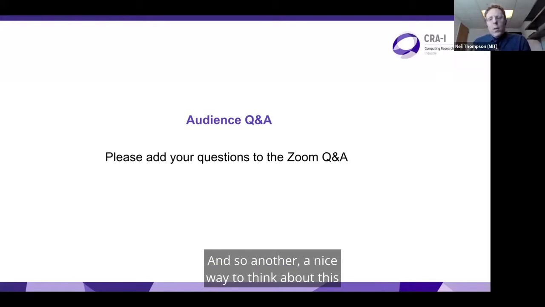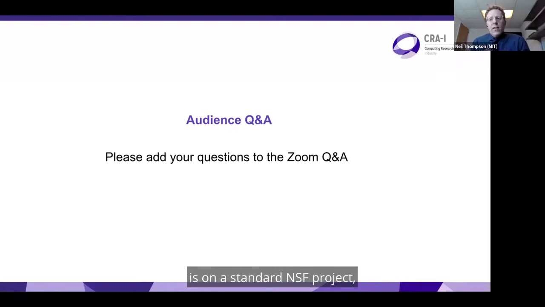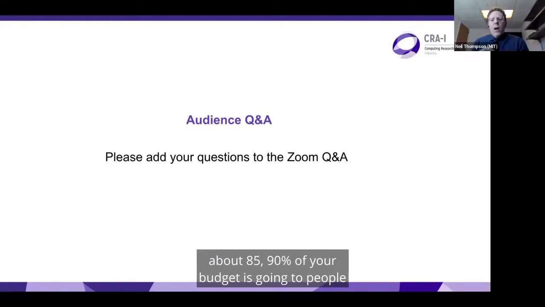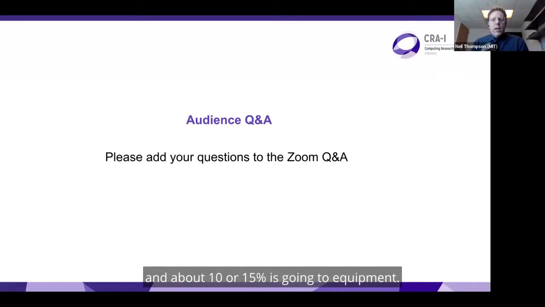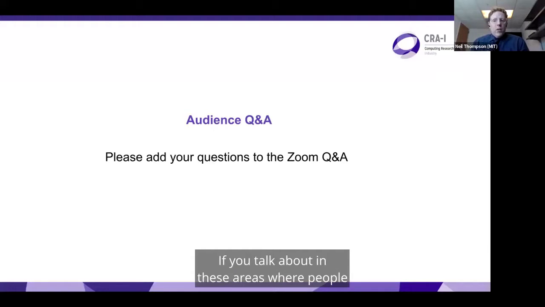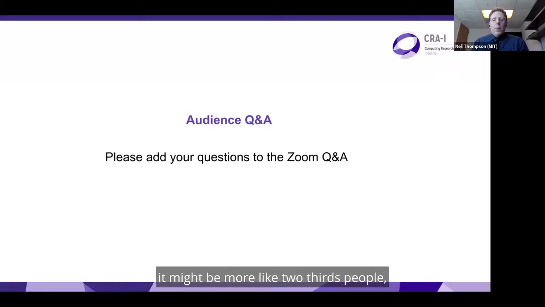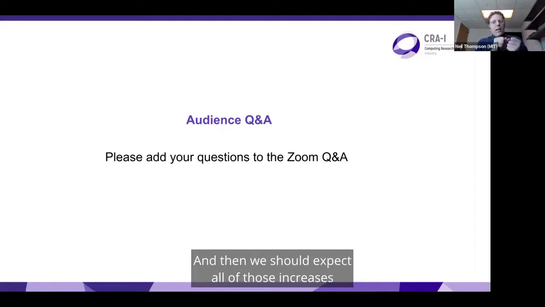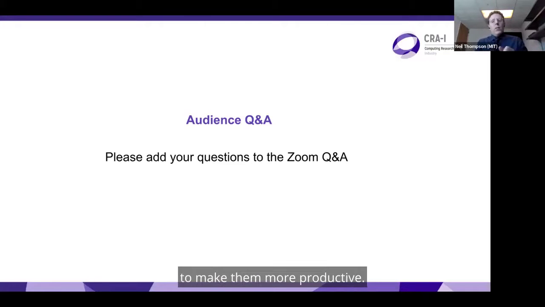Another nice way to think about this is that on a standard NSF project, about 85, 90% of your budget is going to people and about 10 or 15% is going to equipment. In these areas where people are using AI to advance science, it might be more like 2/3 people, 1/3 equipment. What that means is that there's a lot of scope to increase the amount of, in this case, computers that scientists are going to use. And we should expect all of those increases to make them more productive. So I think there's good reason for believing that AI will, in fact, make scientists more productive.